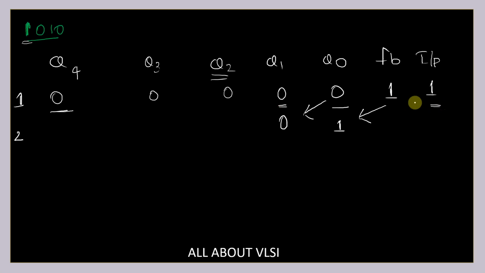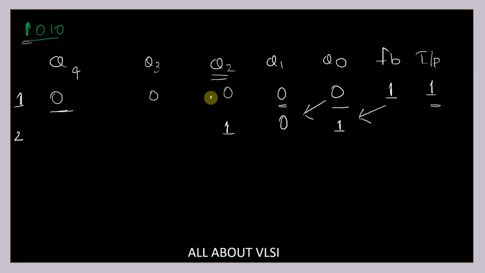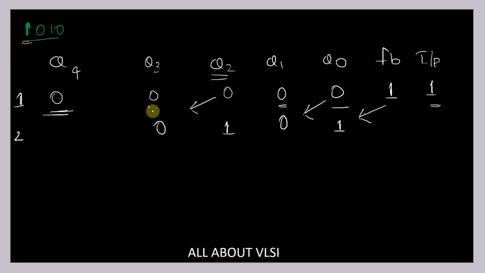Q1 is 0. XOR with feedback is 1. So Q2 will be equal to 1. And what about your Q3? Q3 is nothing but shifted version of Q2, which is equal to 0. And what about your Q4? Q4 is nothing but Q3 XOR with feedback. So Q3 XOR with feedback is equal to 1. So this is the content of my register at the second clock cycle.